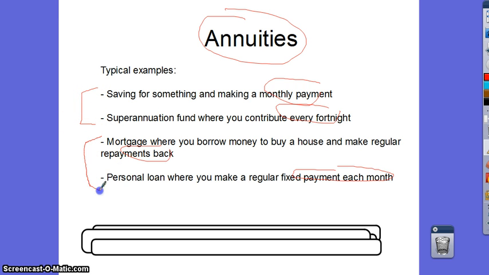These two are a bit different. You get the money up front from the bank, then they charge you interest on the money that you've borrowed, and then you make payments back regularly. So the money's up front, the payments come afterwards. So this is in arrears.